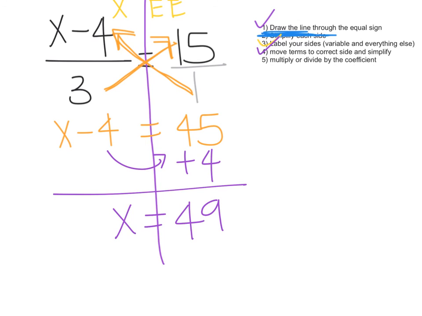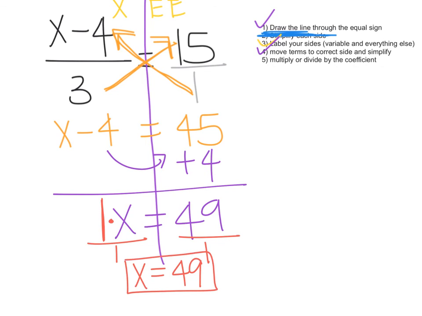Well, step 5 is to multiply or divide by the coefficient. Well, recall if I don't have a coefficient, then the number in front of x is a 1. And 1 times x, to get rid of that 1 that's multiplied, I'm going to divide. Well, 49 divided by 1 is still 49. So my answer to this problem, my solution is 49.